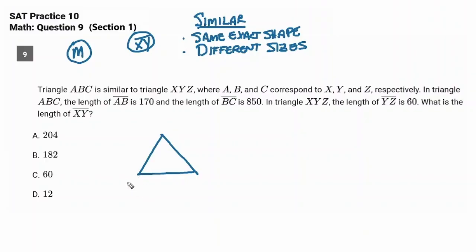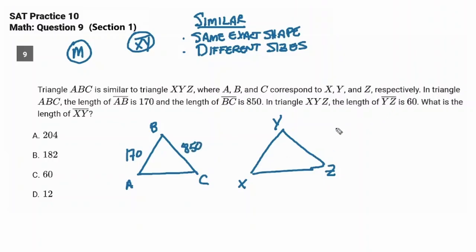Doesn't have to be to scale. Here's ABC. Draw another triangle that looks just like it. And then corresponding to means in the same places, so there's X, Y, Z. All right, cool. So in triangle ABC, AB is 170, BC is 850. In triangle XYZ, YZ is 60, and we are looking for XY.